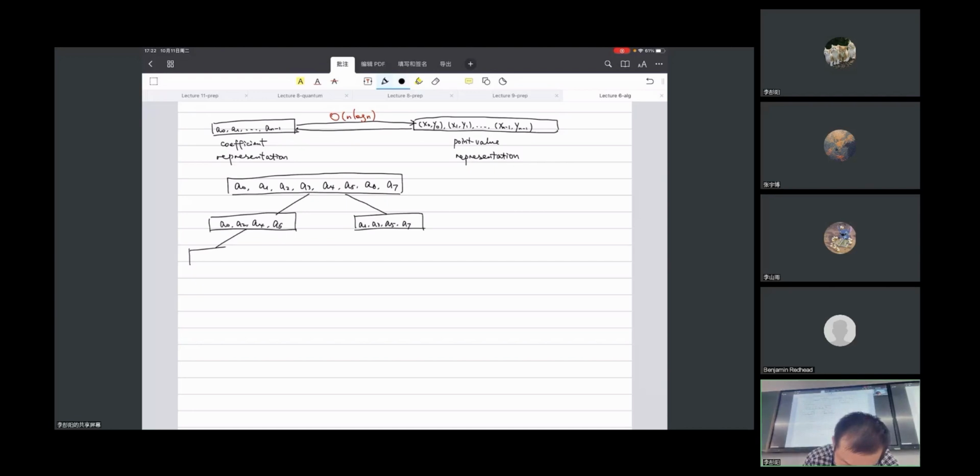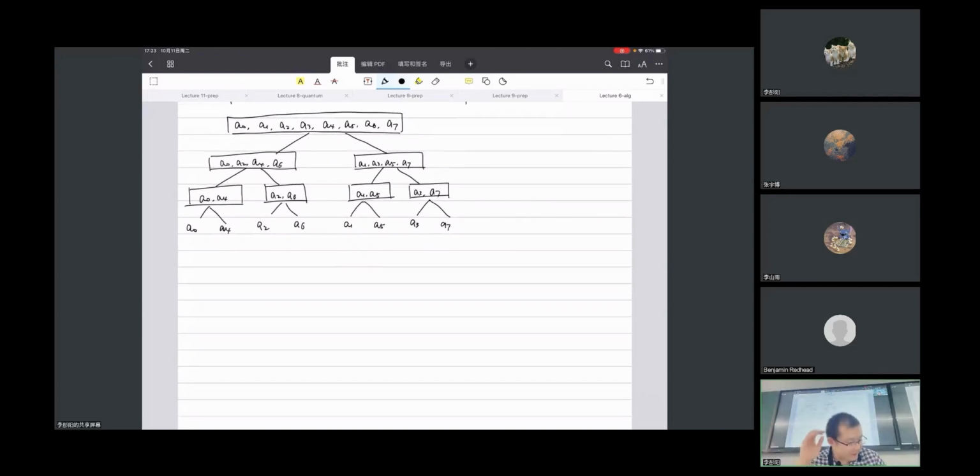After that, when we further make the recursive calls, we split again into even and odd parts in this group of coefficients. We get A0, A4 for the even part and A2, A6 for the odd part. And here we have A1, A5 for the even part, and A3, A7 for the odd part. Actually, we have A0, A4, A2, A6, A1, A5, A3, A7.